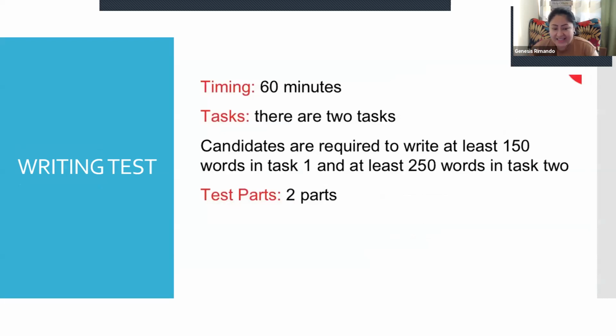So the writing test is for 1 hour, and for that 1 hour, you need to do 2 tasks. For task number 1, the letter writing, that's for the general module, yeah? Because everybody will be taking the general module in this class. For task 1, the letter should be 150 words. That's the minimum. And let's say you can add 20 words. So a good letter would be 150 to 170 words.